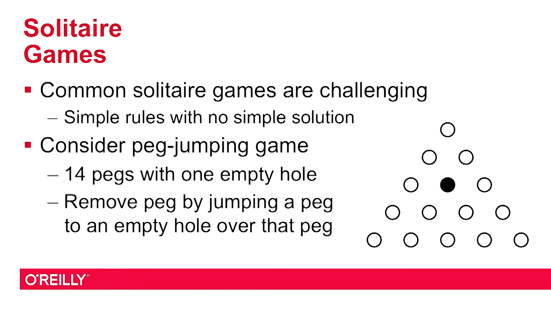And the goal is to try to jump one of the pegs over another peg to remove that peg from the board, and then eventually be left with just a single peg standing in the solitaire board. This is the common solitaire game that's been invented through the centuries. Very simple rules, but no simple solution.